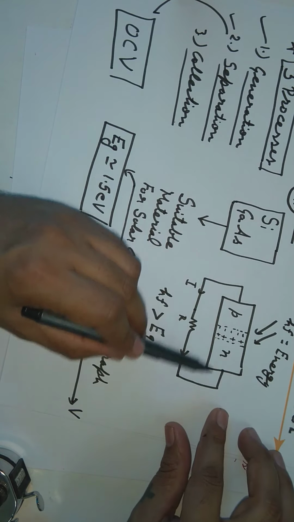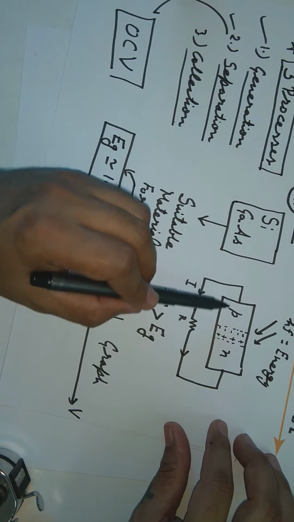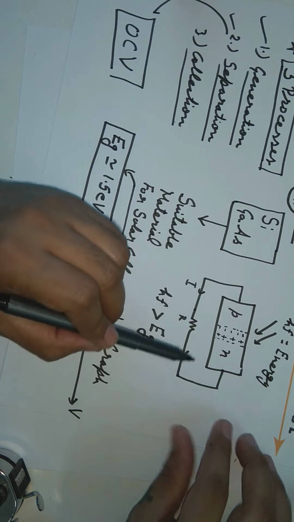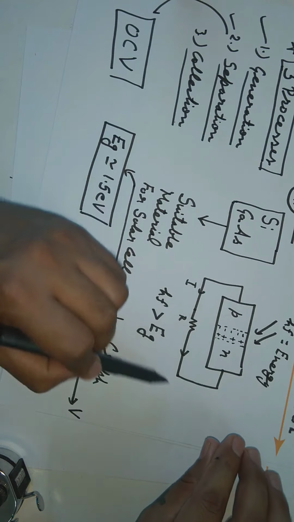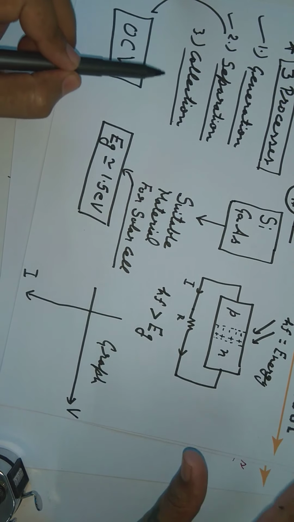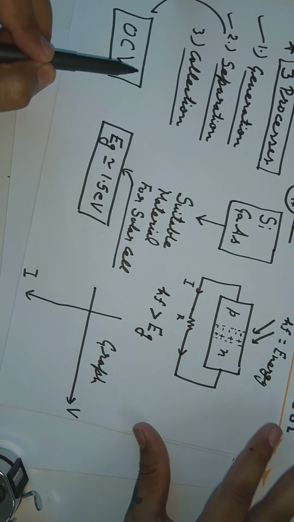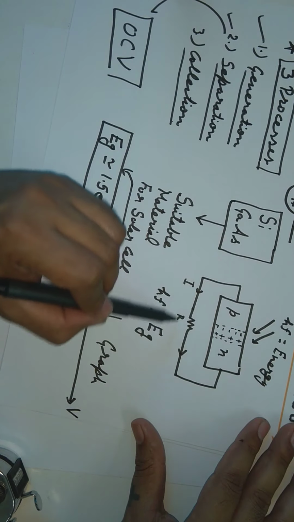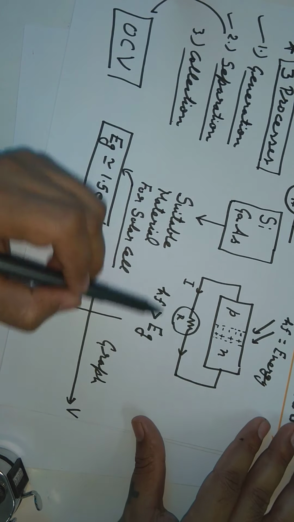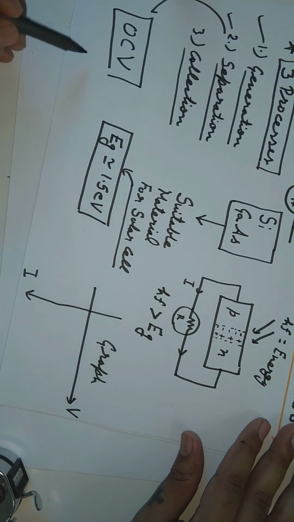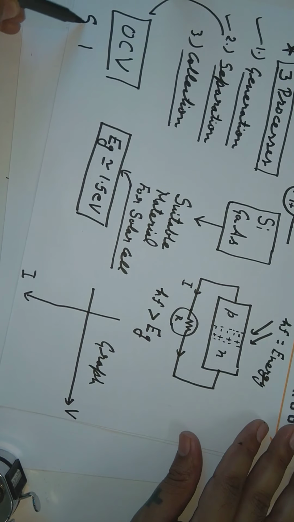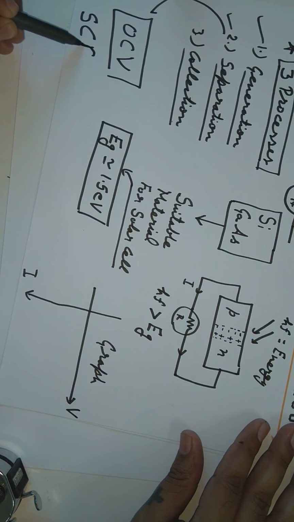This EMF will push electrons to move in the circuit, and electrons and holes will be collected. This third step is collection, and current will flow in the circuit. If we remove this resistance, then the current which flows through the circuit is called the short circuit current.